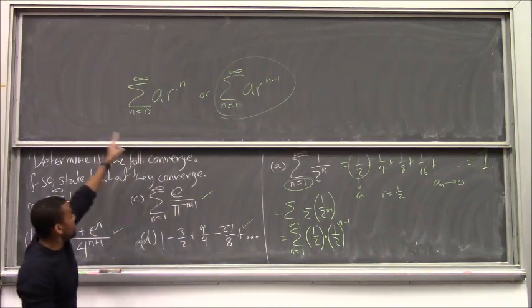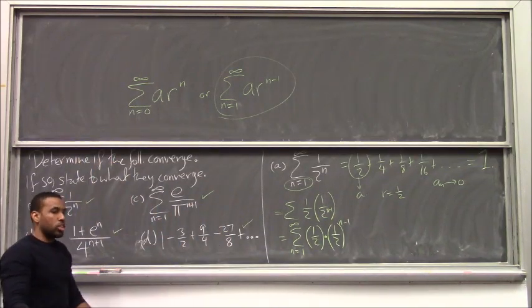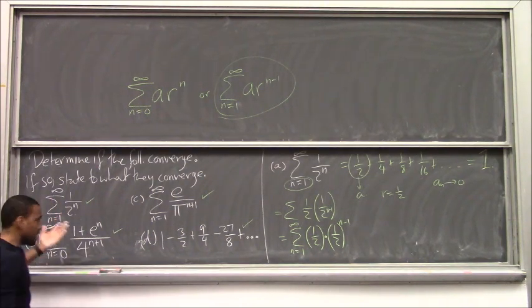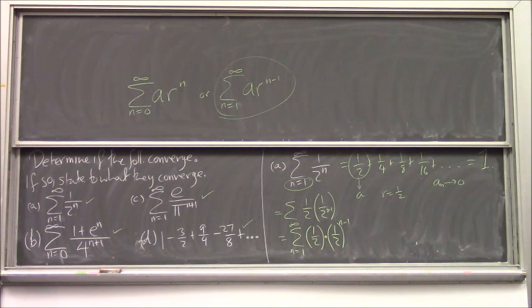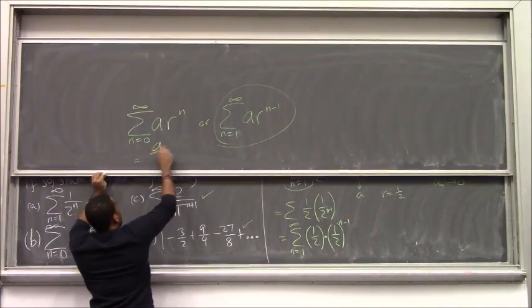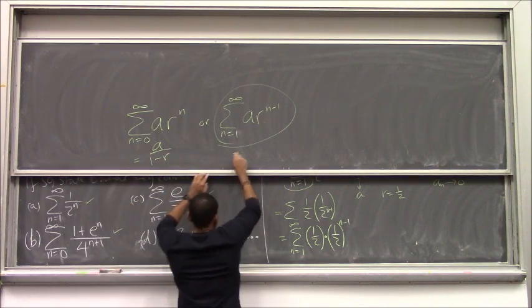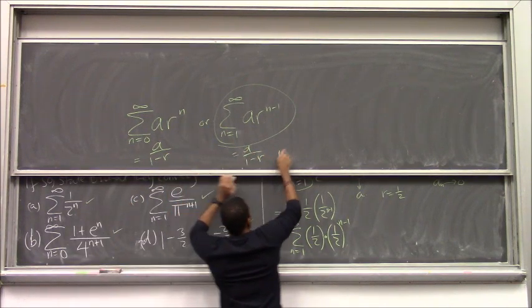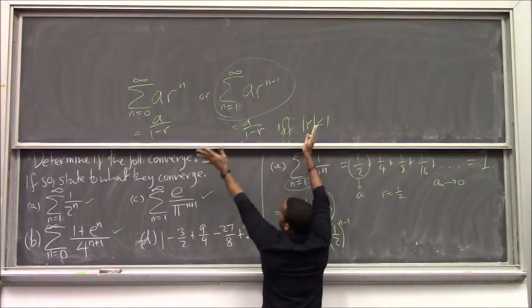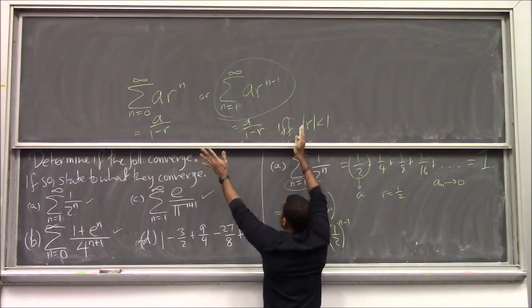So you have a definition. If you want to make a conclusion, make it look like the definition, right? That's an idea that we've seen before. We do that with integration all the time. That's what substitution is about, right? You substitute this expression to get it to look like a rule that you have. I know that this is equal to a over 1 minus r, if my r is less than 1 in absolute value. So that's a rule that I have in my head for the geometric series.